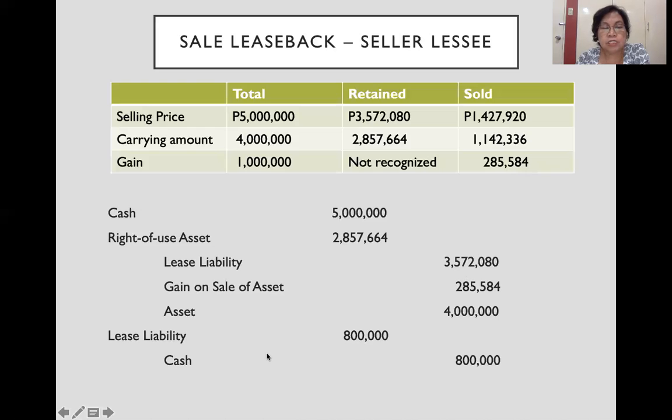Then, because the payment of rent is made in advance, we are to reduce immediately the lease liability. So, debit lease liability 800,000 and credit cash 800,000. So, this is your sale-leaseback and this is your payment at commencement of the first rental payment.